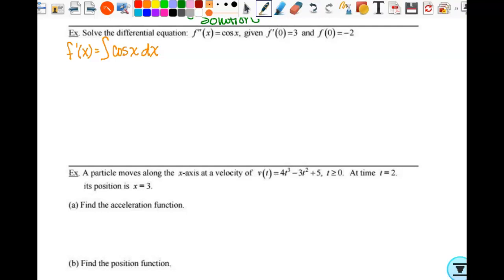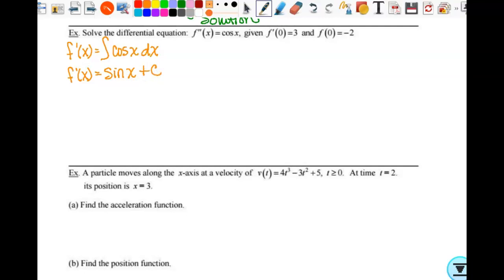Then what do we take the derivative of to get cosine? Is it negative sine? What's the derivative of sine? It's just cosine. The derivative of sine is just cosine, right? So cosine, when I go backwards, I just get sine. So that means that f prime of x is equal to sine of x plus c, right?